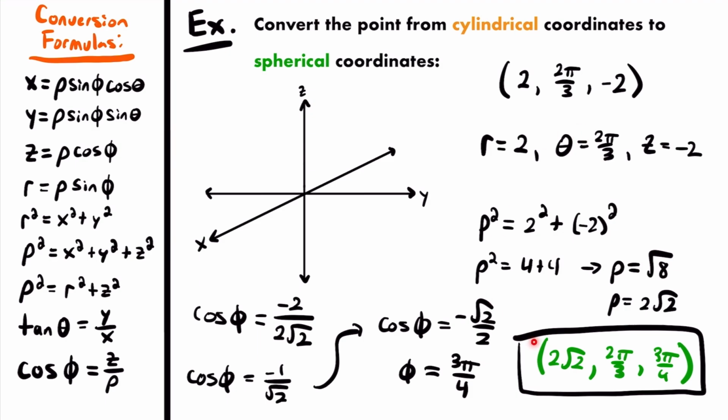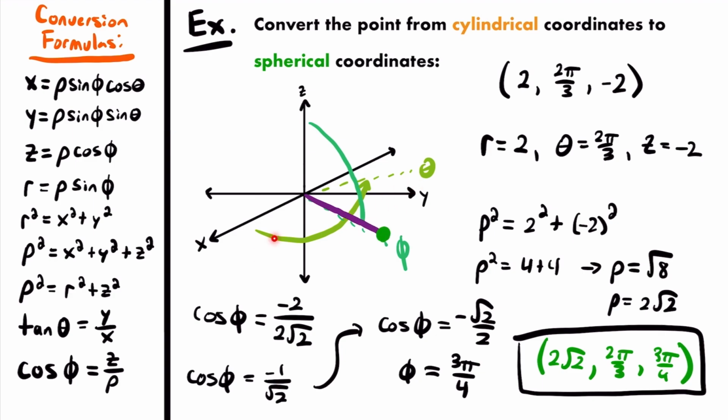But if you wanted to quickly plot this point, an angle of 2 pi divided by 3 from the positive x-axis would take you to somewhere over here. That would be theta. And then an angle of 3 pi divided by 4 from the positive z-axis will take you down here. All right, so that is phi, which means that our point will be somewhere down here like this.